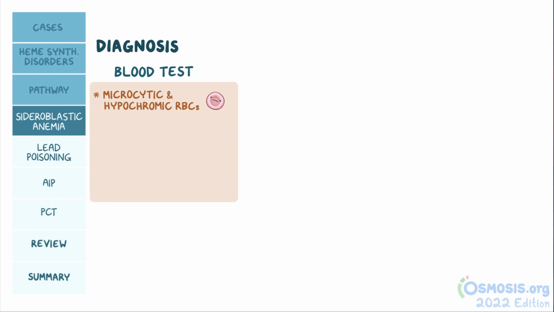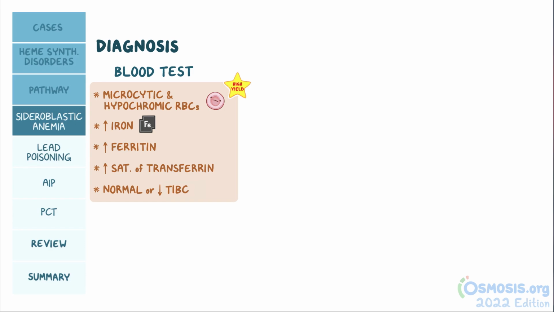In addition, blood tests will reveal high iron and high ferritin, which stores iron, as well as a high saturation of transferrin, which is a molecule that transports iron in the blood, and normal or low total iron binding capacity, or TIBC, which indicates the amount of unbound transferrin in the blood.